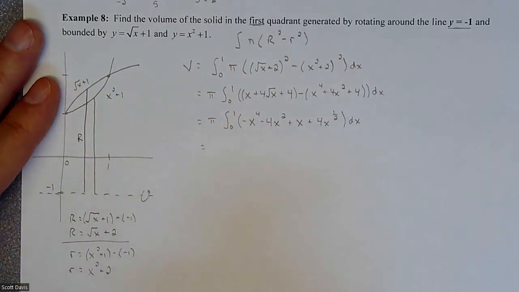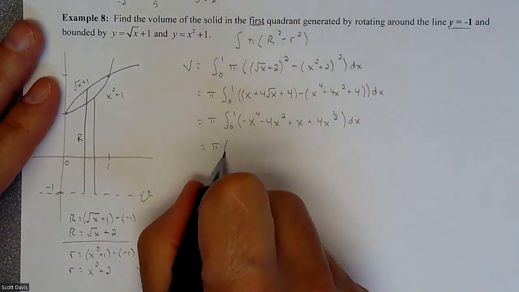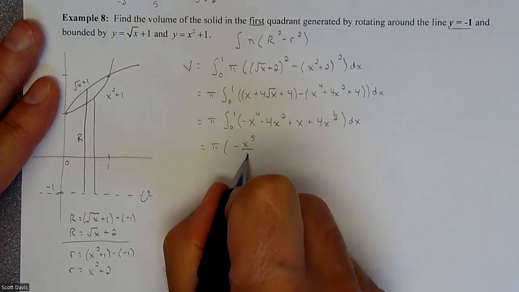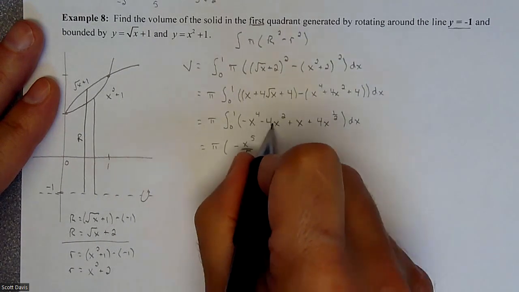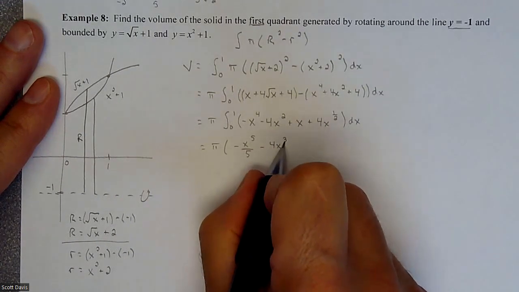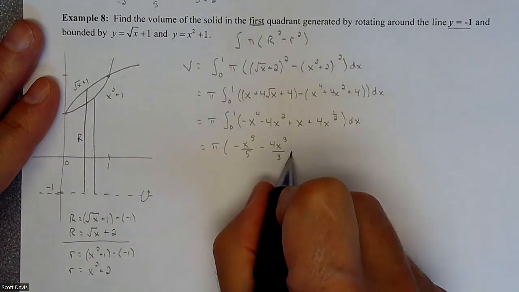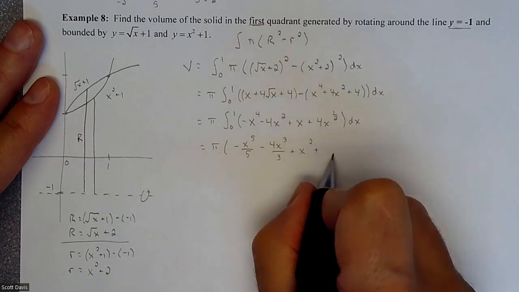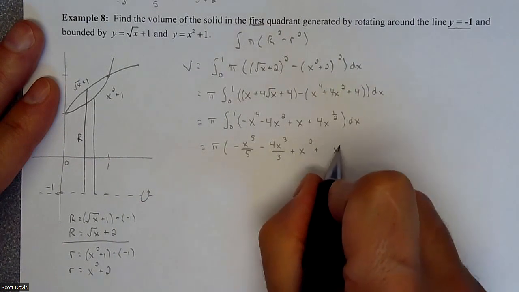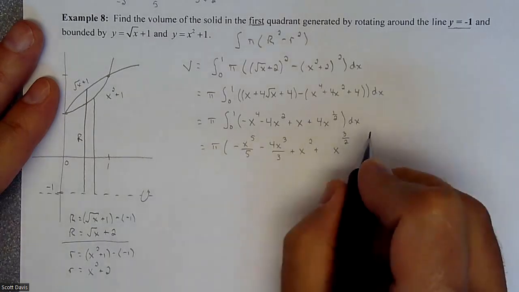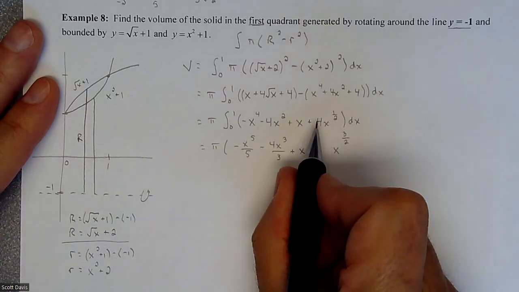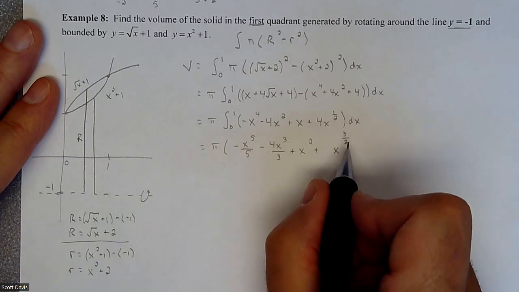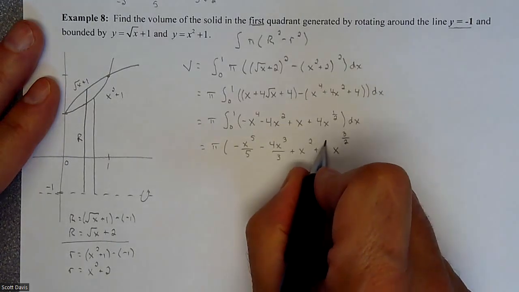All right, so here's what we're going to do our antiderivative of. If I do our antiderivative, we'll keep our pi in the front. We'll add a power, divide by the power. So negative x to the 5th over 5, and then minus 4x to the 3rd over 3, plus x squared, plus we'd have an x to the 3/2. And then I would take the reciprocal of this and multiply it to 4. So instead of dividing by 3/2, we multiply the reciprocal. So that would be 2/3 times 4, which would be 8/3.